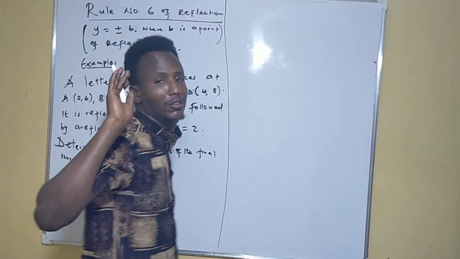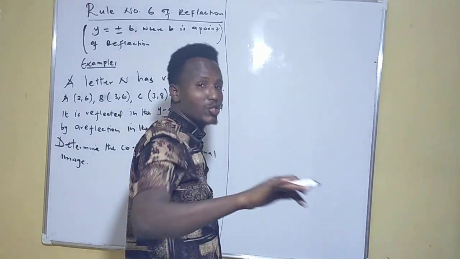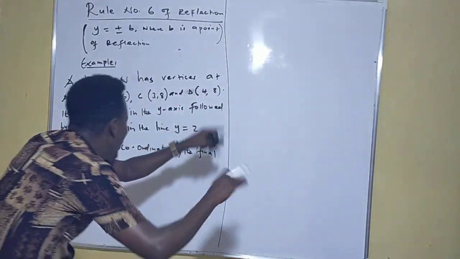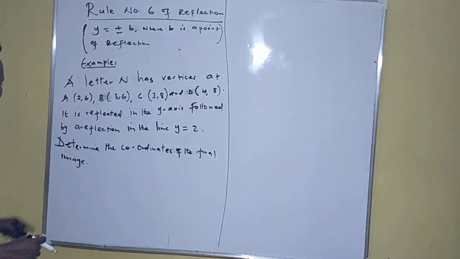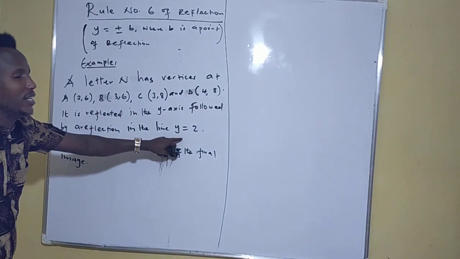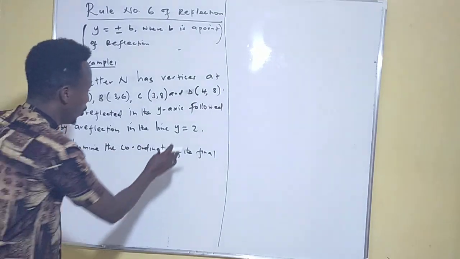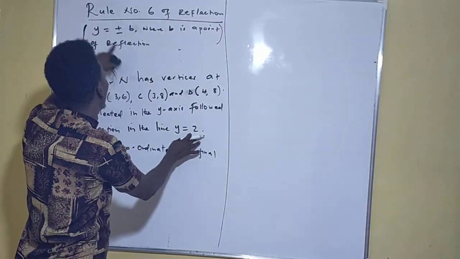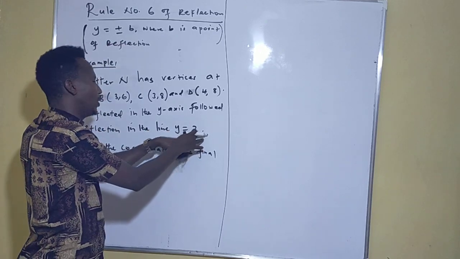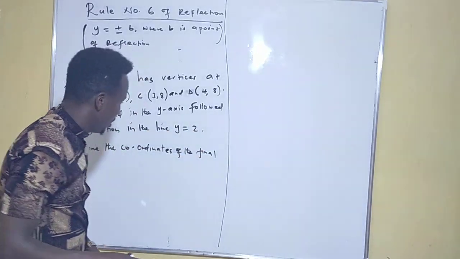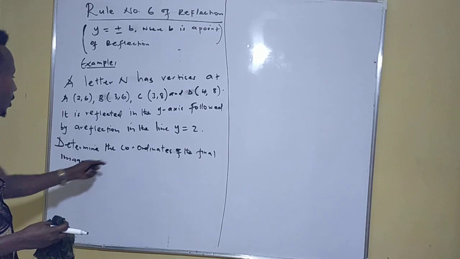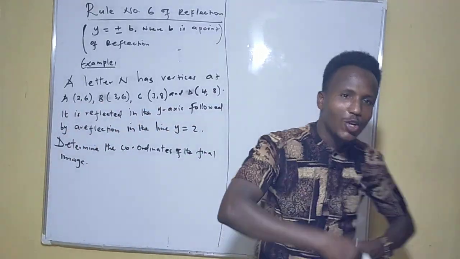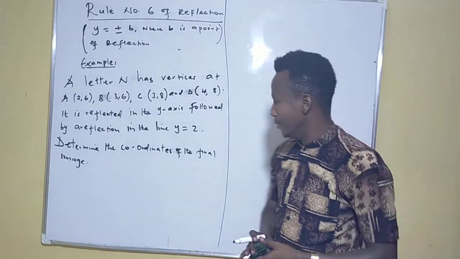Rule number 2: what will happen? The x-coordinate will change the sign, but y will not change the sign. Don't forget that. Followed by another reflection, a reflection in the line y equals 2. So already you are given the line of reflection, y equals plus or minus b. Our b is 2, and y is positive. So you are told to determine the coordinates of the final image.